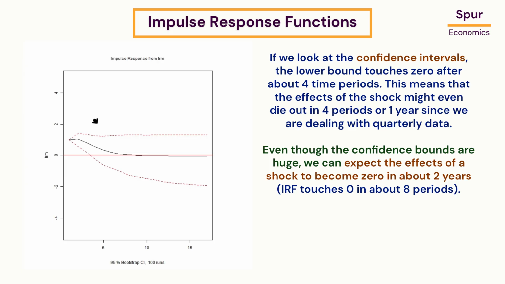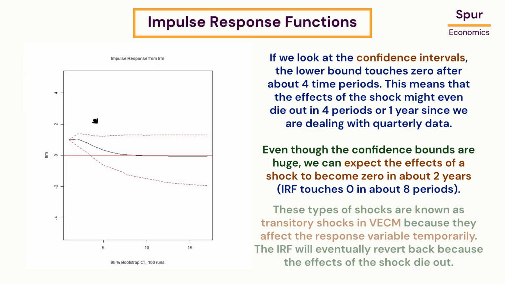This means that the effects of the shock might even die out in 4 periods or 1 year since we are dealing with quarterly data. Even though the confidence bounds are huge, we can expect the effects of a shock to become 0 in about 2 years. These types of shocks are known as transitory shocks in VECM because they affect the response variable temporarily. The IRF will eventually revert back because the effects of the shock die out.